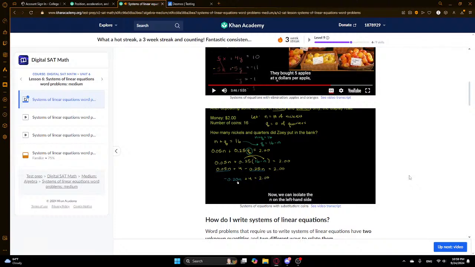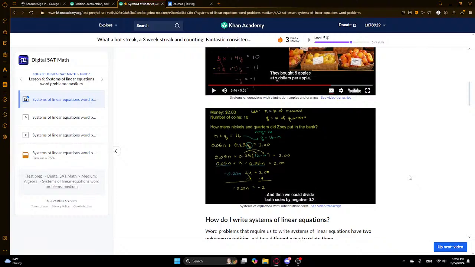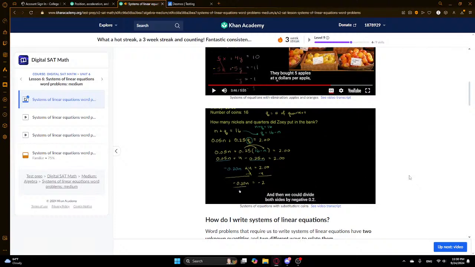Now we can isolate the n on the left-hand side by subtracting 4 from both sides. So let's subtract 4 from both sides. And we are left with, on the left-hand side, negative 0.20n is equal to 2 minus 4, which is negative 2. And then we can divide both sides by negative 0.2, or I could write negative 0.20, the same thing. We're not going to go too deep into the significant digits and all of that. We're assuming that we have infinite precision on everything.